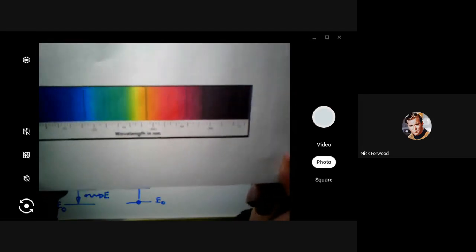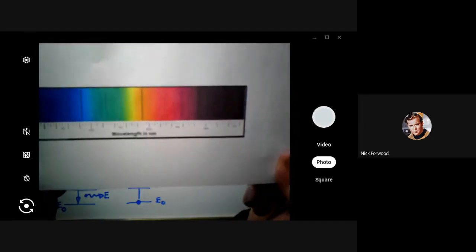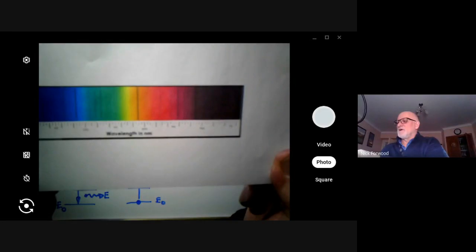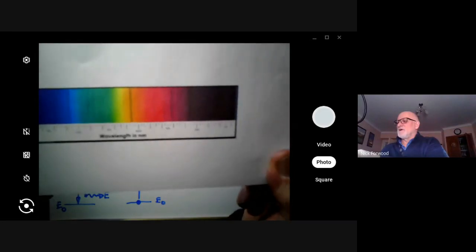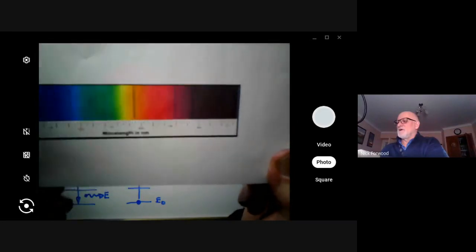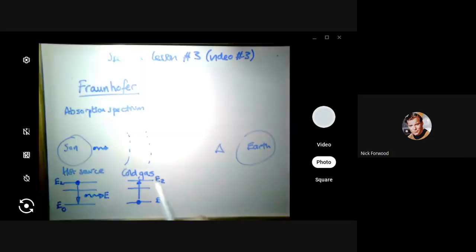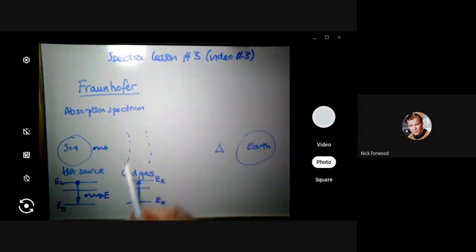And as I mentioned earlier in this lesson, every different element has its own set of lines. So what we can do is look at the lines in this spectrum, these Fraunhofer lines, and say, oh, I've got some lines over here at the red end, and this set of lines in the whole spectrum are produced by hydrogen. So we can say that some of this gas out here is hydrogen gas. Perhaps some of it's helium.